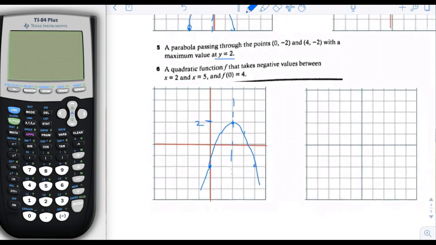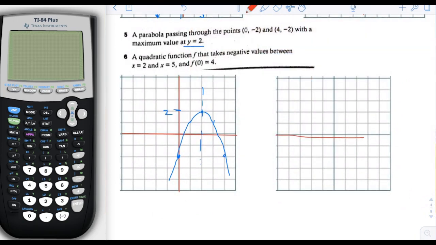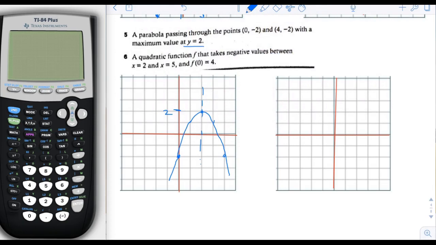Okay, number 6, a quadratic function. Try to do these on your own before you watch me do them, okay? These are like little puzzles. A quadratic function, which is the same thing as a parabola, that takes a negative value between x equals 2 and x equals 5 and f(0) equals 4.